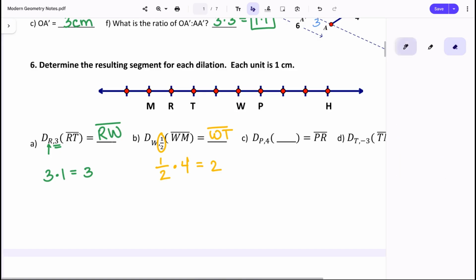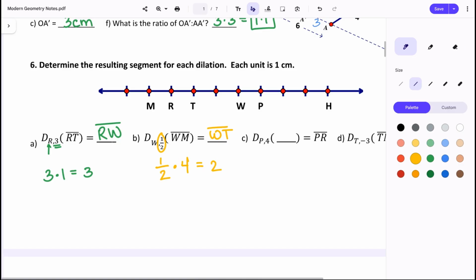All right, does anyone have questions on those first 2 before I start to switch it up? And I just want to reiterate, it doesn't matter if it goes left or right. You just follow that direction when you're dealing with that positive scale factor. You just keep going in the same direction that it was going originally.